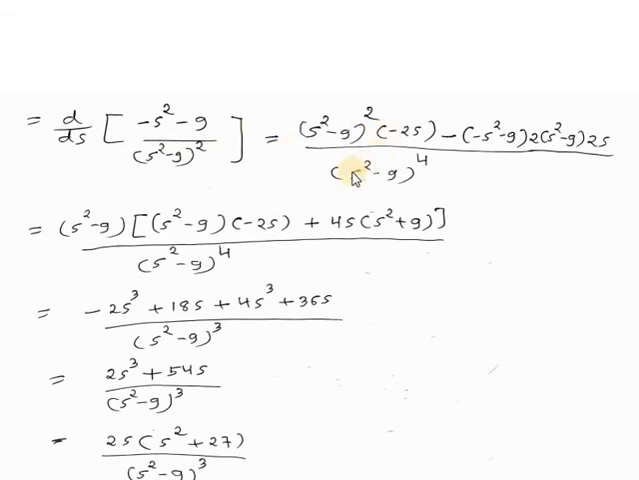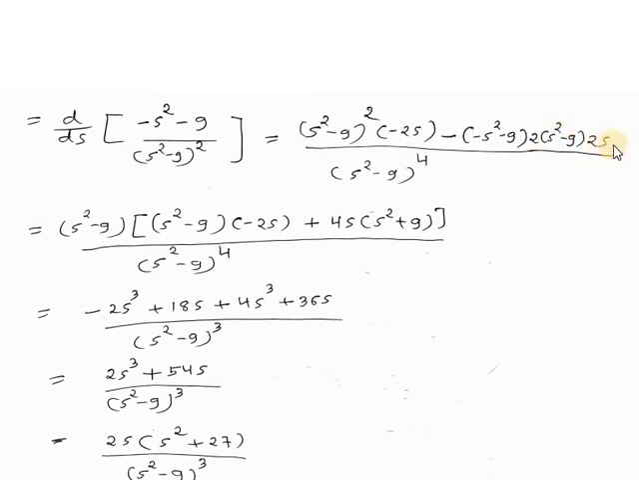So it will be denominator square. So this will be (s square minus 9) whole raised to 4. Then denominator constant, therefore (s square minus 9) whole square constant, and derivative of numerator. So it will be minus 2s. Then minus numerator constant, so minus (s square minus 9) constant, and derivative of denominator. So it will be 2 into (s square minus 9), and again derivative of s square is 2s.